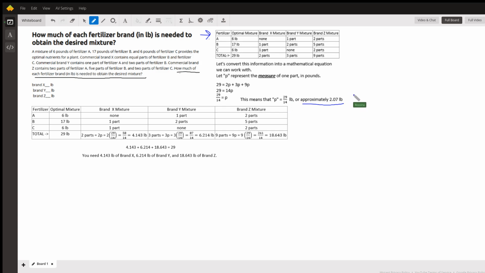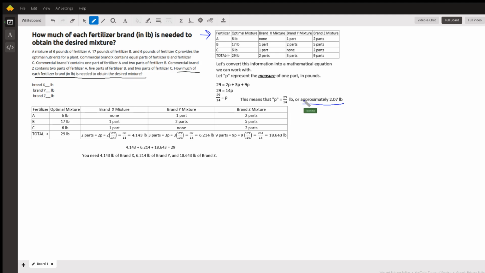So that's 1 part. Let's talk about this word part real quick. If you look at brand X mixture, for example, that means that one of these parts in that bag of fertilizer is 2.07 pounds. And because the fertilizer C is also 1 part, that one is also 2.07 pounds. Again, 1 part doesn't necessarily mean 1 pound. We have to figure out what that is first, and that's what we've done with this equation.